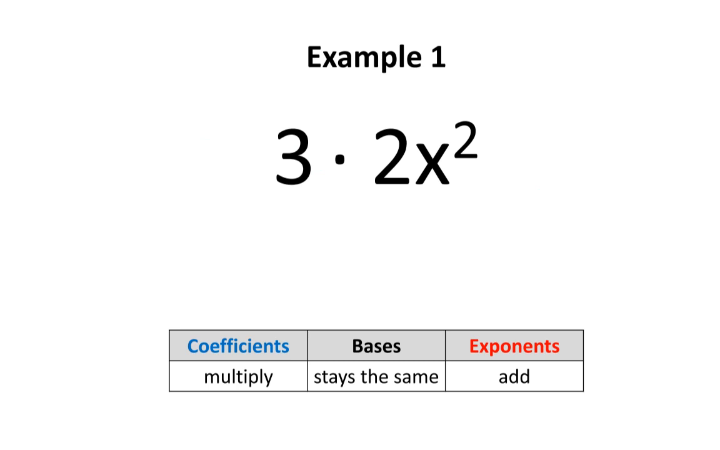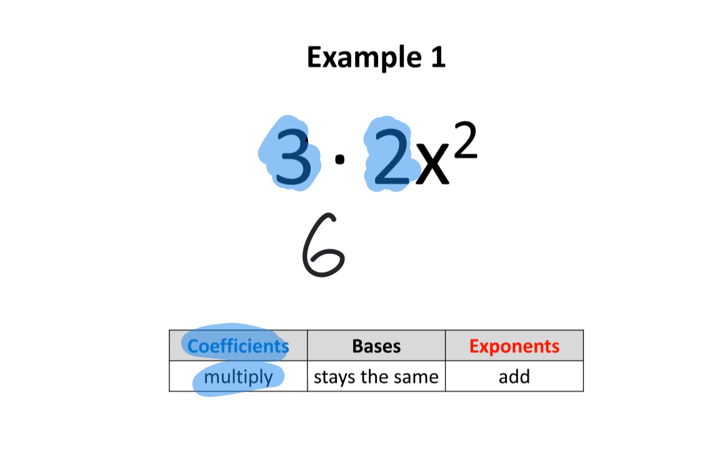In our first example, we have two terms multiplying one another. This dot is just another way to represent a multiplication sign. The first thing we want to take a look at are the coefficients. The first term contains a coefficient of positive 3. The second term contains a coefficient of positive 2. We want to multiply coefficients. Therefore, positive 3 times positive 2 gives you positive 6.